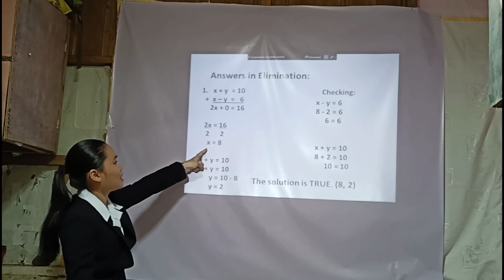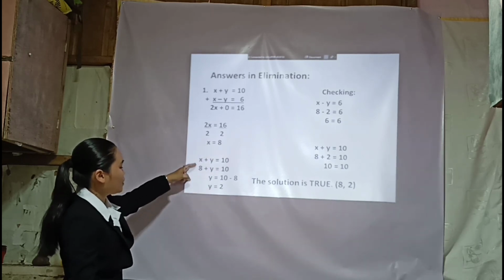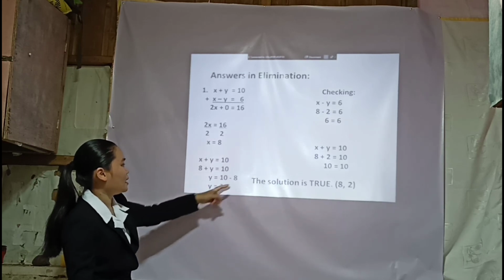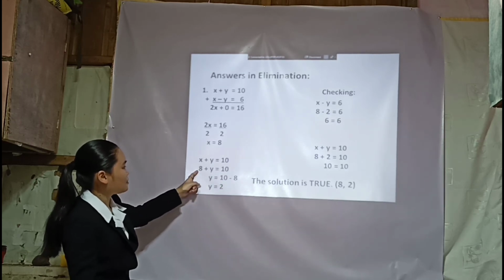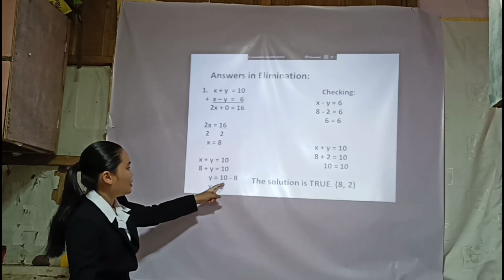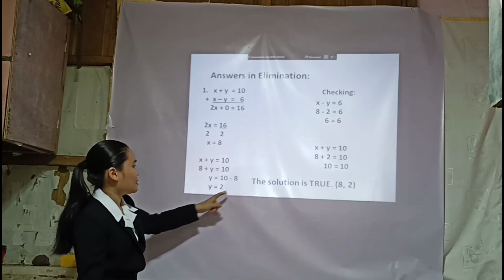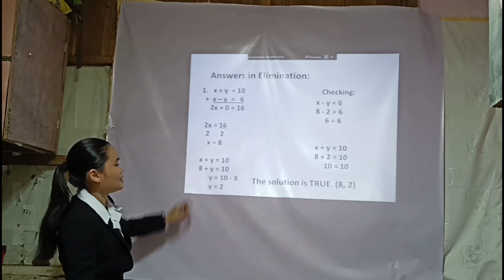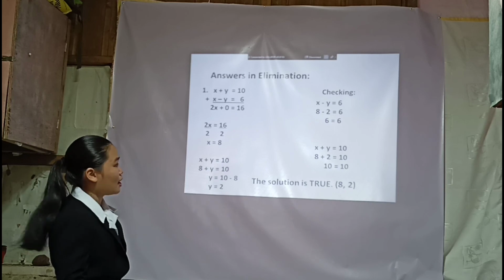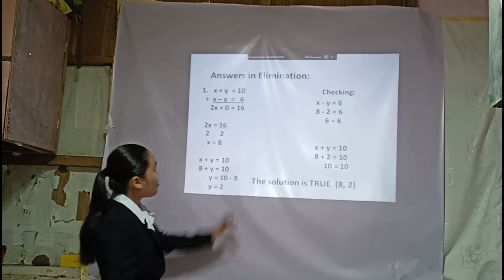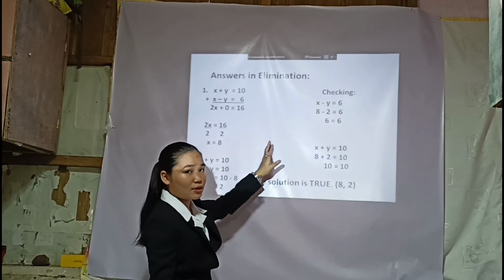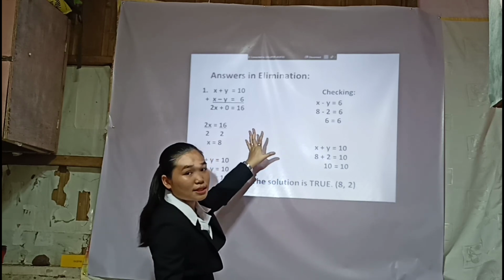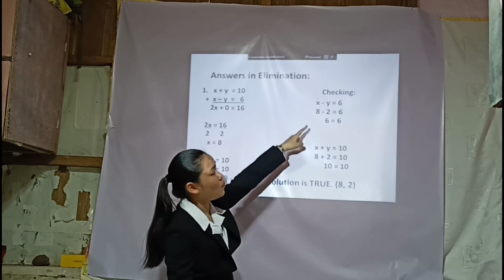Since we have the value of x, which is 8, we will substitute: 8 plus y equals 10. So y, transfer the 8 to the other side, it becomes negative 8. So, y, 10 minus 8 equals 2. So, the value of y is 2. So, let's check our answer if it is correct. So, we will use the original equations. So, x minus y equals 6. So, substitute the value of x as 8 and y as 2.